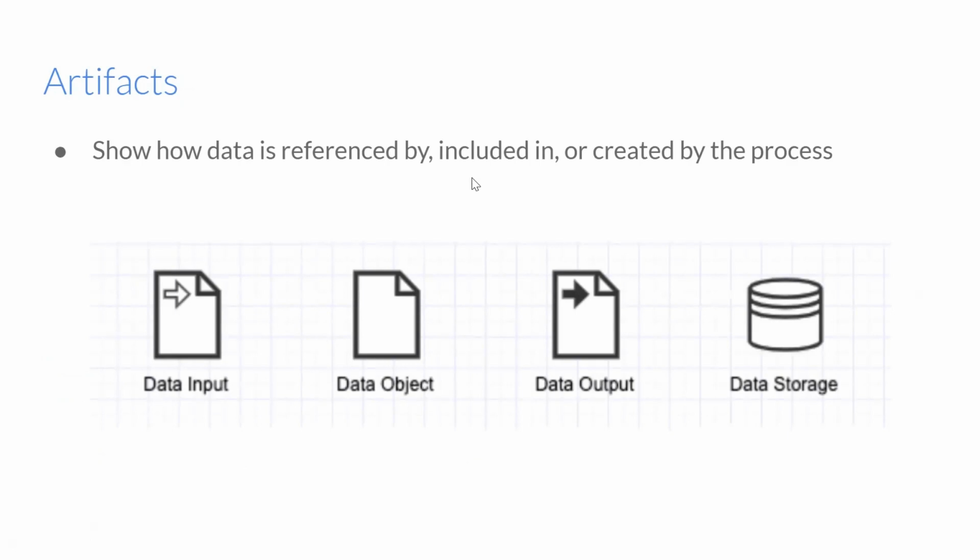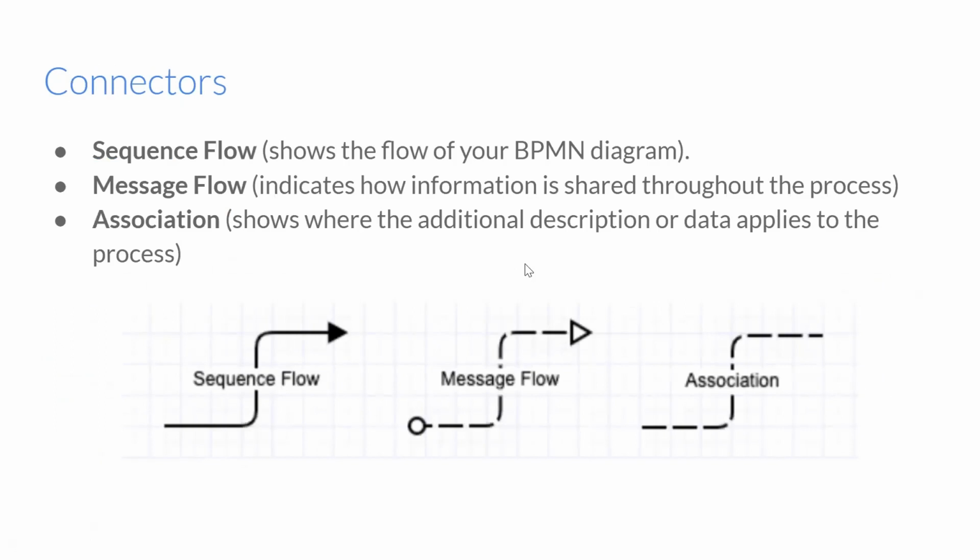Connectors are used in BPMN to show relationships and connections between elements in a process diagram. Here you can see the types of connectors: sequence flow, message flow, and association. So each connector is used for a particular purpose.